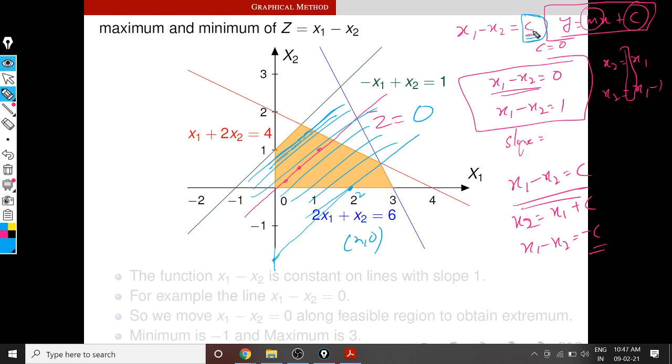Y-intercept. Yeah, c is the y-intercept or negative of the y-intercept. However you want to interpret it, no problem. When we make this standard form, it is x2 equal to x1 minus c. So actually here the y-intercept is minus c, then c is the negative of the y-intercept. Whatever, it is a constant. So what about this y-intercept?